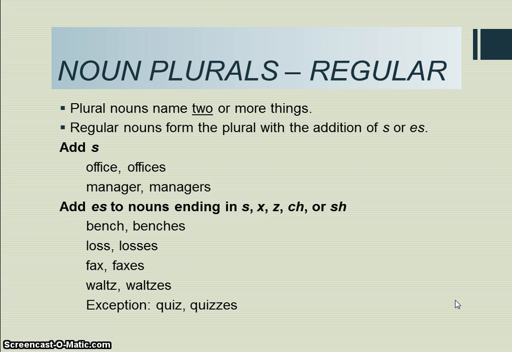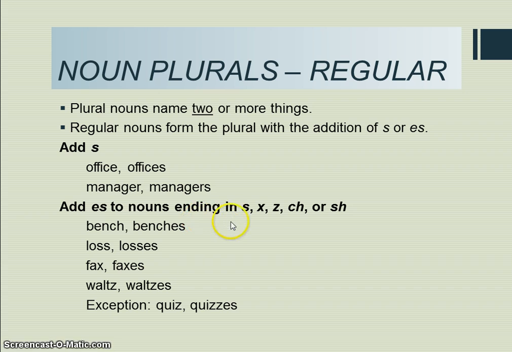Most of the time when we're going to make a noun plural, we're going to add an S or an ES at the end of the regular noun or the singular noun. You'll notice down here we can add an S to office, make it offices, manager. We add an S at the end to make it managers.